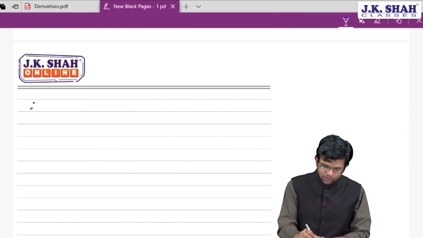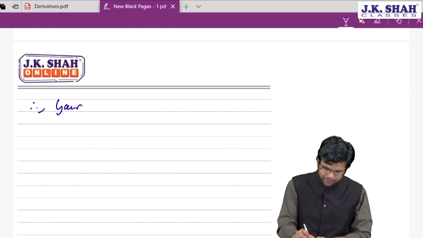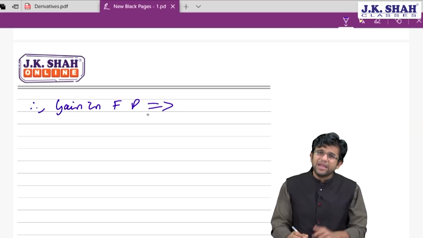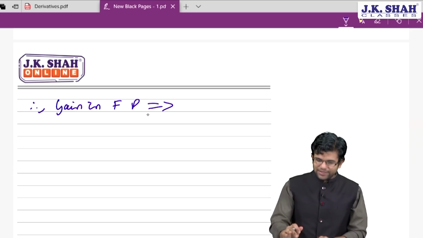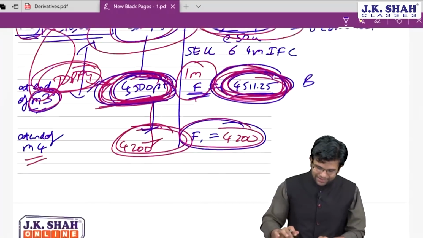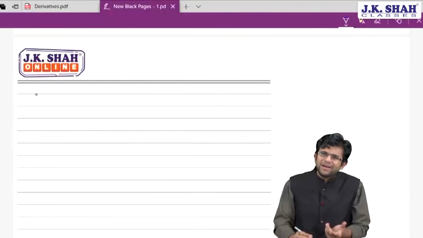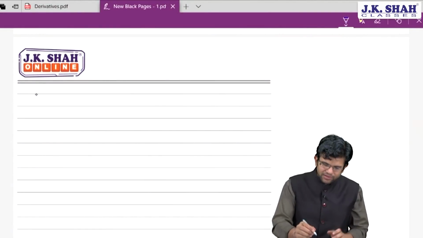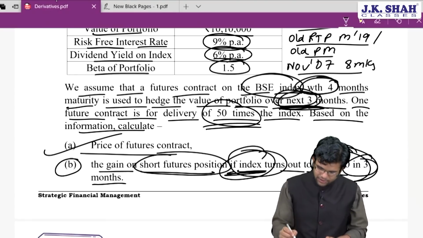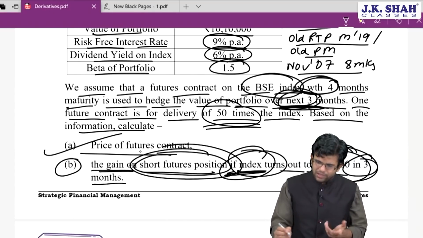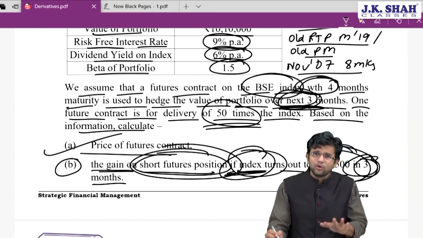So students, I'll write down now here, therefore gain in the futures position. Why am I writing gain so confidently? Because the question has said, and you can also see here, correct? See, now students, let us close out the futures position because that is what they're asking in the question, right? They're asking you what is the gain on the futures position at the end of the 3 months, which means you'll be closing it out, right?